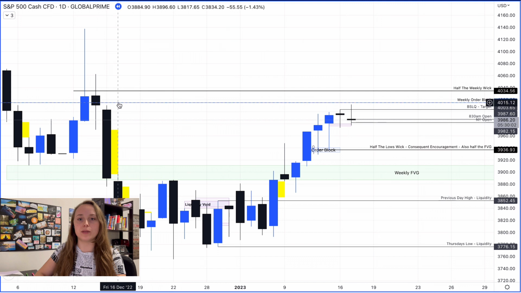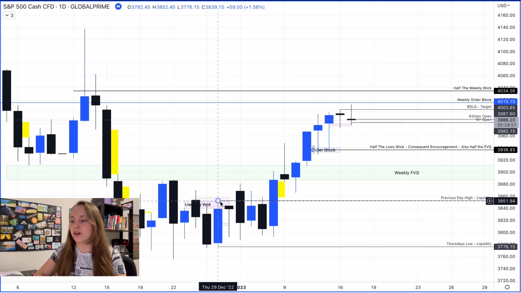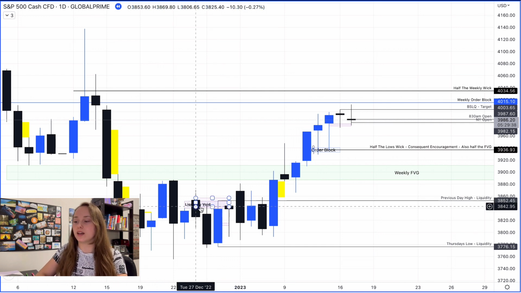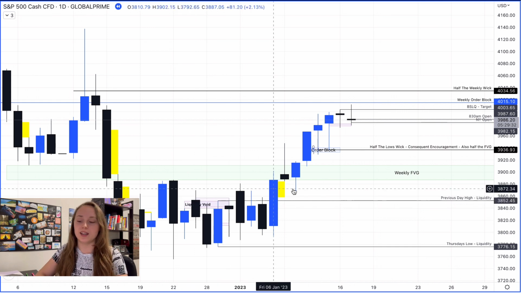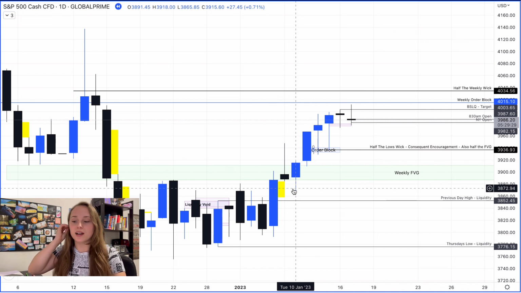If you were following ICT, he did point out all these levels right here. So the half of the weekly wick, which is called a consequent encroachment. Also down here, the weekly order block, which we actually almost hit today, which is kind of cool. And then I put on these levels, the 8:30 a.m. NY Open, and then ICT also did this buy-side liquidity target. So basically the thought process is it's probably going to come up to one of these levels that we already outlined on Sunday. You can go watch his video.